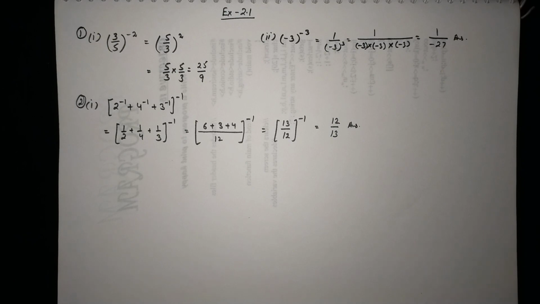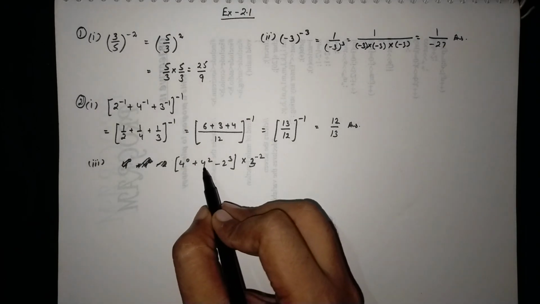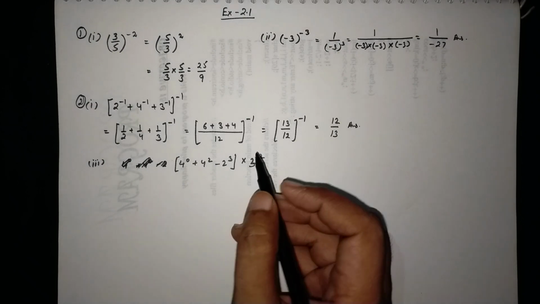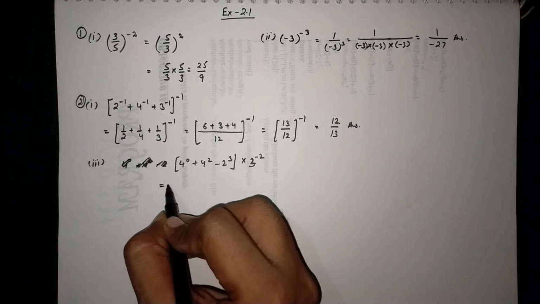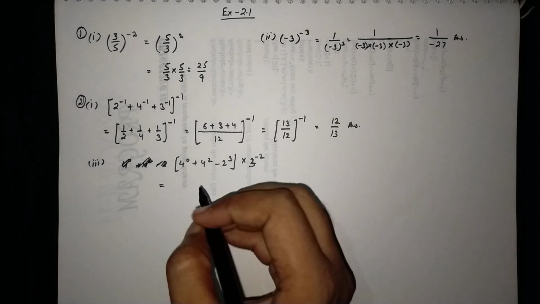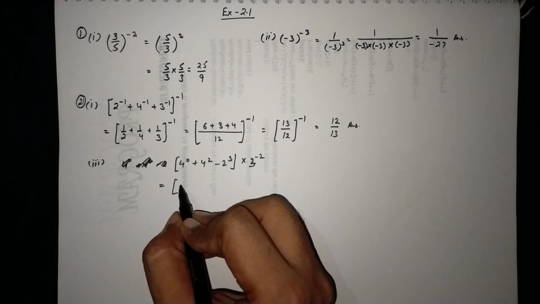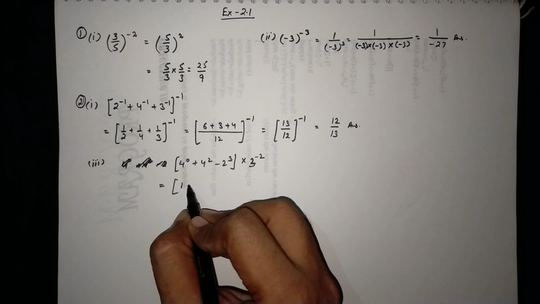Let's see one more part from this. Here we have taken the third part, and this one is 4 to the power 0 plus 4 to the power 2 minus 2 to the power 3 into 3 to the power minus 2. Very first of all, we will solve this bracket, and as we all know that any number to the power 0 is 1, so it will be 1 over here.